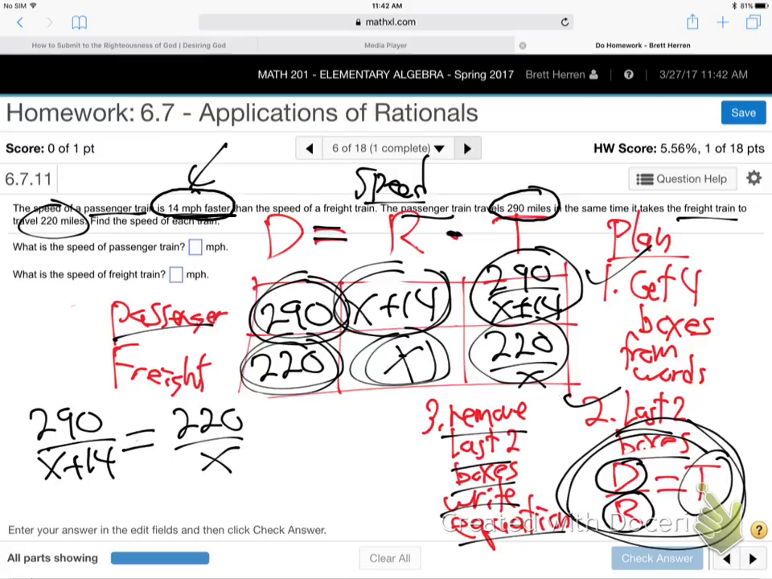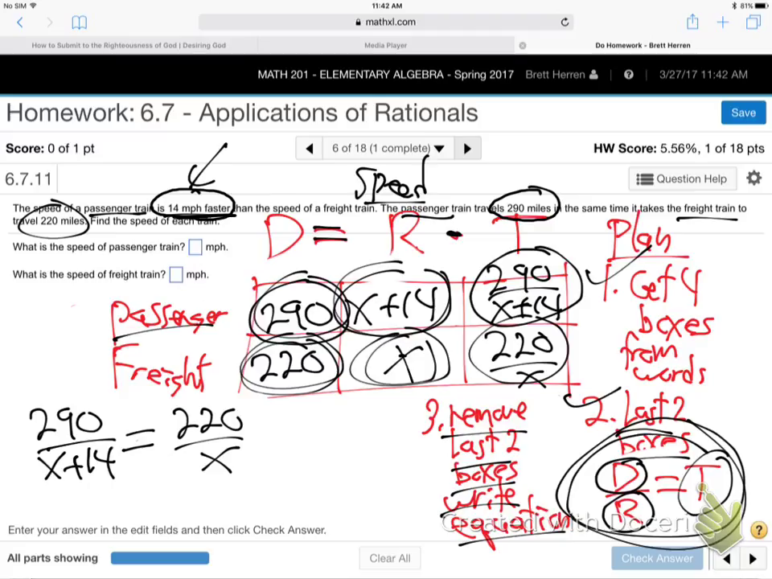What reasonable fact of real life says that these two time boxes are equal? Remember, these came out as time. This represents an amount of time. This is the time for the passenger train, and this is the time for the freight train. Why would the time for the passenger train equal the time for the freight train? What do they say in the words that says those two times are really equal?